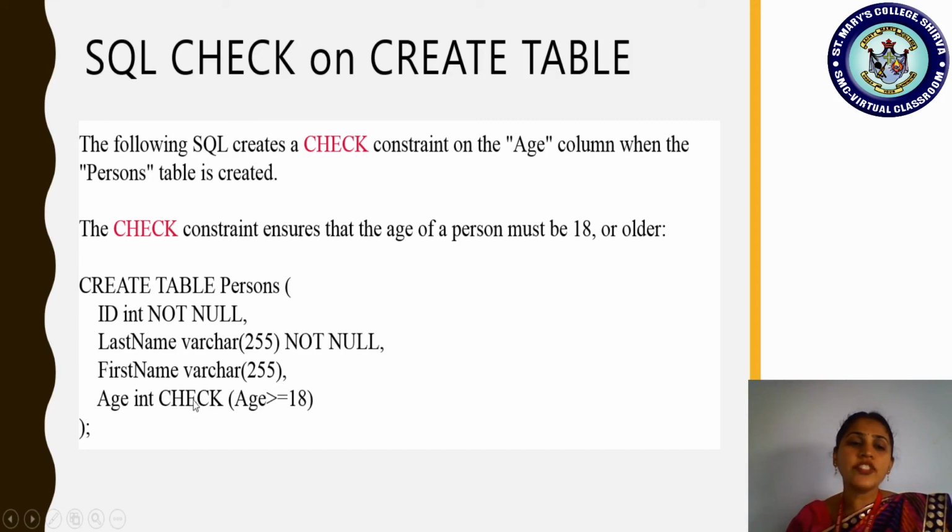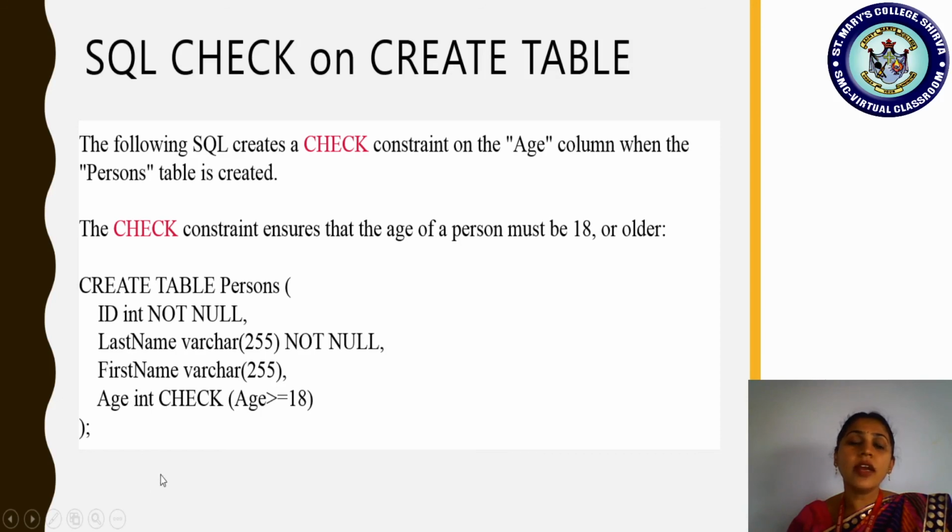See, just check out here. Check. This is a constraint we are adding. What is the constraint? Check. Within the parenthesis, you specify for which column you are adding the restriction. It is for the age column or the age attribute, right? So within parenthesis, age should be greater than or equal to what value? 18. That is the constraint we have added with the age.